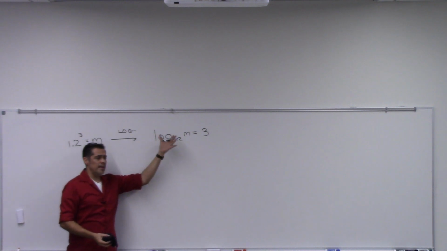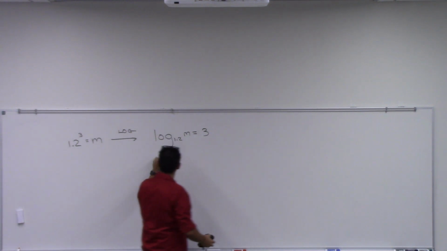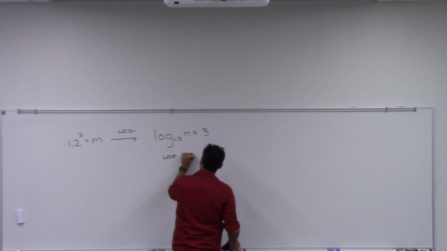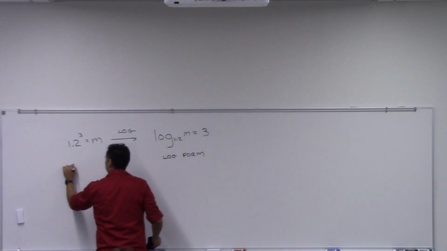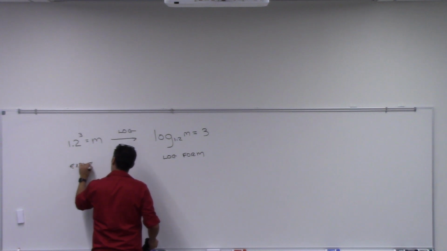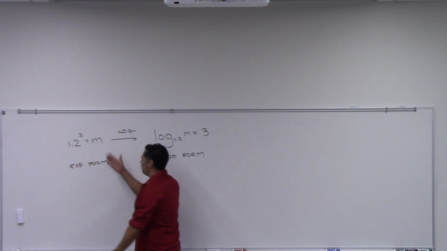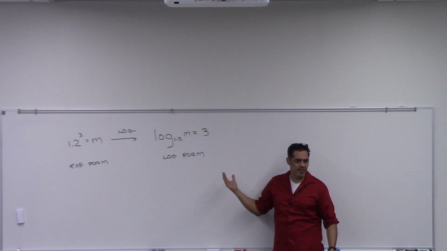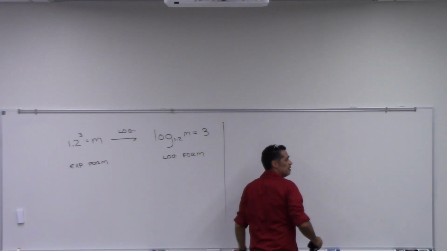This is called the logarithmic form. I'm just going to put log form. And this right here is called the exponential form. I gave you exponential form, converted it to log form. That's it. It's just practice doing that. That's all. Let's do the next one.